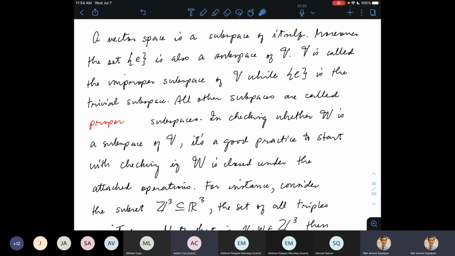So if you want to show that a certain subspace is proper, then all you need to show is that it is not trivial and it is not improper. So papakita nyo na it contains something more than the vector identity, but it doesn't include all elements of the original vector space. So it must be larger than the set containing the additive identity, but smaller than the actual vector space itself. So that's what we call a proper subspace.